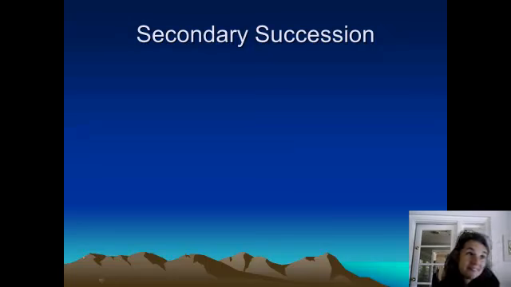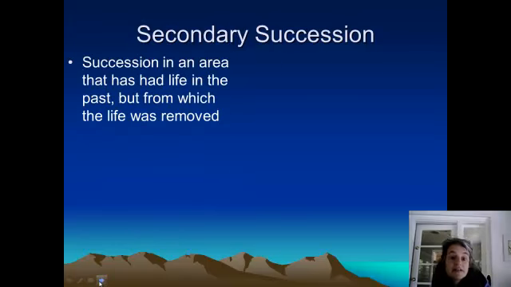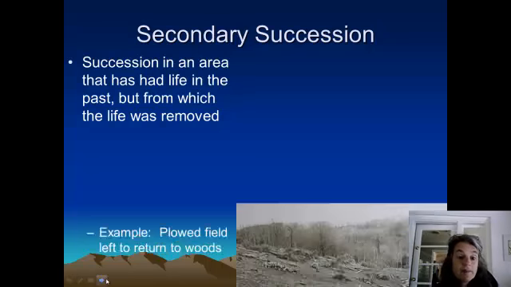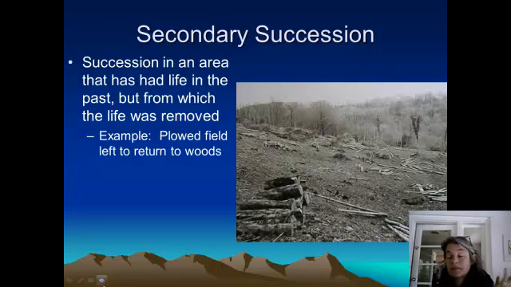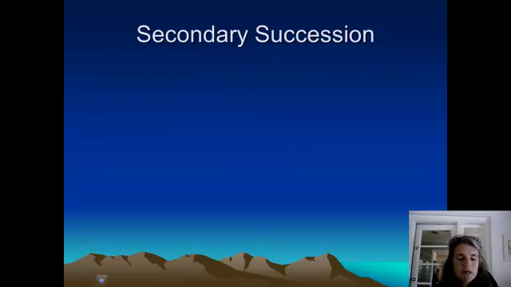All right, secondary succession then. Secondary succession is succession that occurs in an area that has not been completely barren. In fact, life has been in the area before, but perhaps was removed largely for some reason, like perhaps it was clear-cut to make a field, a plowed field. Life had been there, but it was cut down for farming purposes, or perhaps a forest fire or something like that.